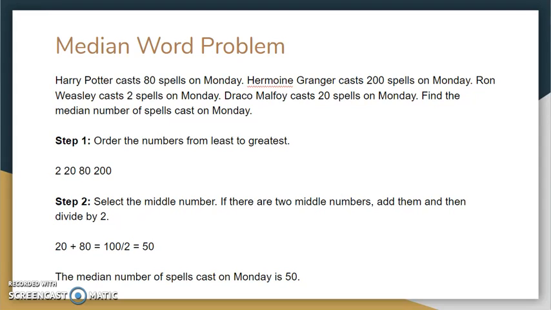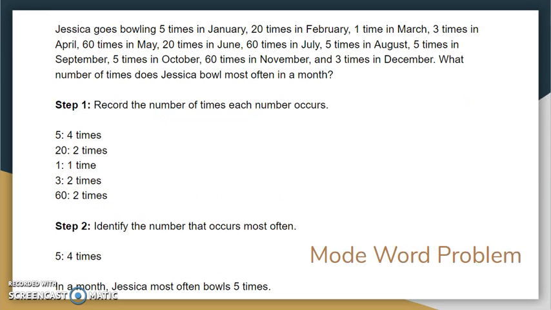Since there are 2 middle numbers, we're going to add them up and then divide by 2. 20 plus 80 equals 100, and 100 divided by 2 equals 50. So the median number of spells cast on Monday is 50. What's next? You guessed it, a mode word problem.